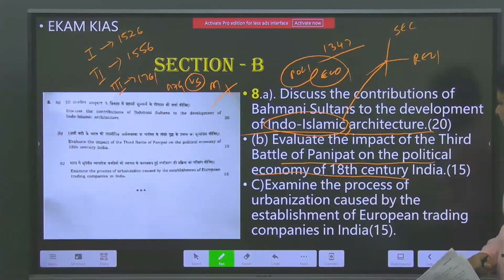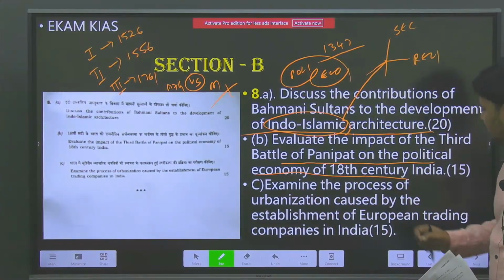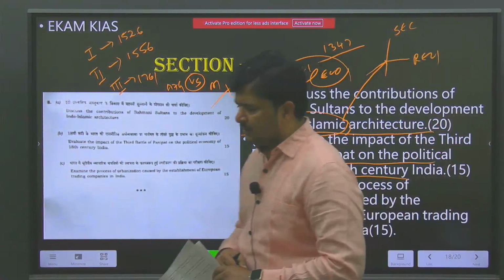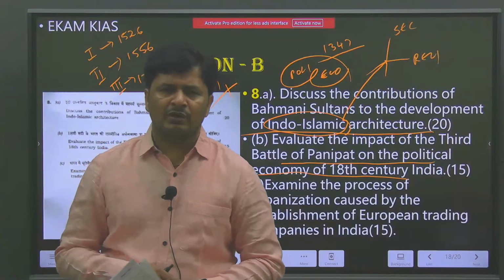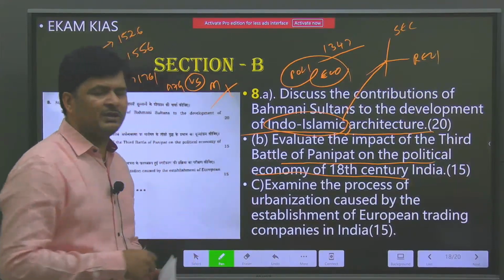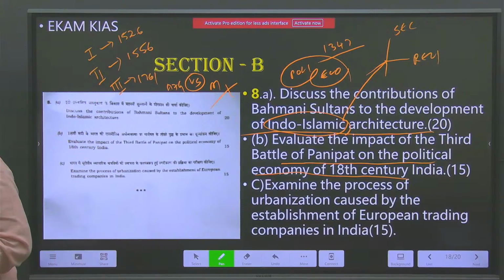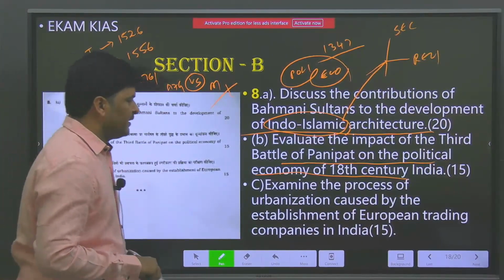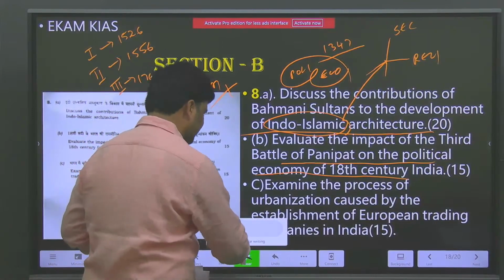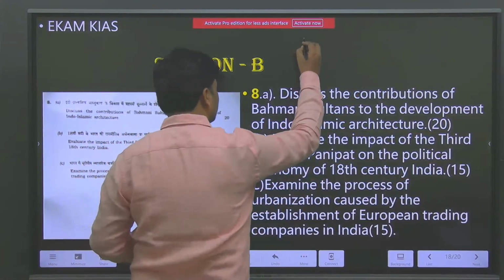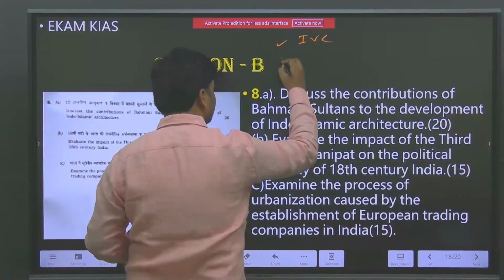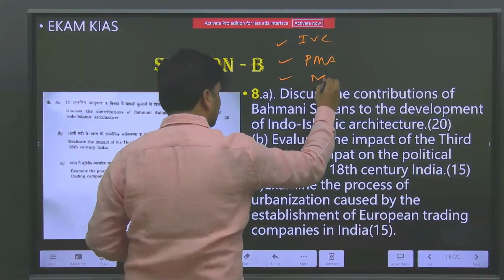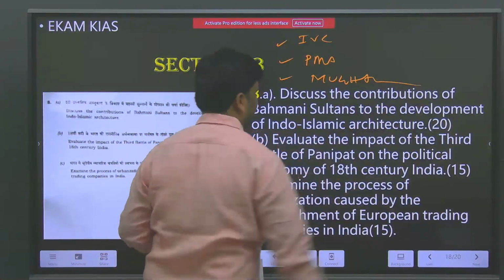And finally, section B, eighth question: examine the process of urbanization caused by the establishment of European trading companies in India. This is a little bit of a non-conventional question. The remaining questions happen to be conventional in nature. In fact, as far as urbanization is concerned, traditionally, as we have learned during classes, the first urbanization was the Indus Valley civilization. The second urbanization was the pre-Mauryan age, otherwise called the age of Mahajanapadas. The third urbanization was the Mughal Empire.